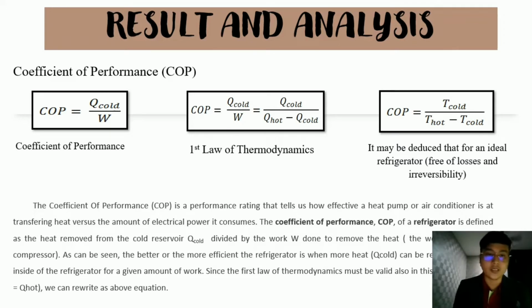As can be seen, the more efficient the refrigerator is, the more heat, Q cold, can be removed from the inside of the refrigerator for a given amount of work. Since the first law of thermodynamics must also be valid in this case, which is Q cold plus W equals Q hot, we can rewrite the equation as in the middle, which is COP equals Q cold divided by W equals Q cold divided by Q hot minus Q cold. Thank you, my friend.